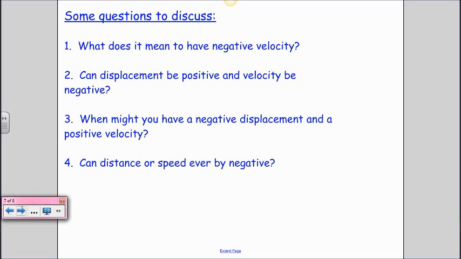And finally, can distance or speed ever be negative? Well, distance and speed are scalars, remember? And scalars do not have direction, only magnitude. So distance and speed will never be negative. They are always positive numbers because it doesn't matter what direction you're going in.